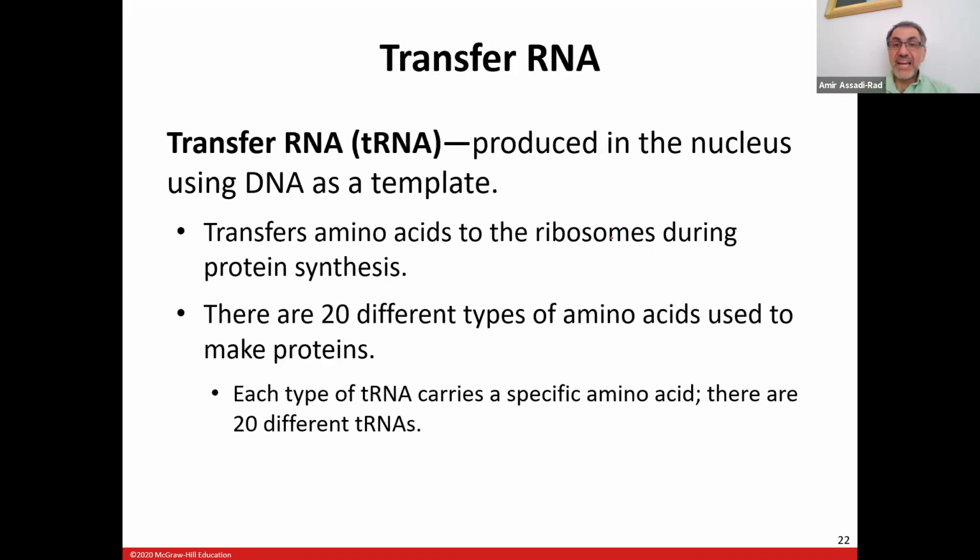Transfer RNA, that's another important thing you should know. It is produced in the nucleus using a DNA template again, and they are the ones that attach to amino acids. They are the only RNA molecule that attaches to amino acids. So they transfer amino acids to the ribosomes during protein synthesis.